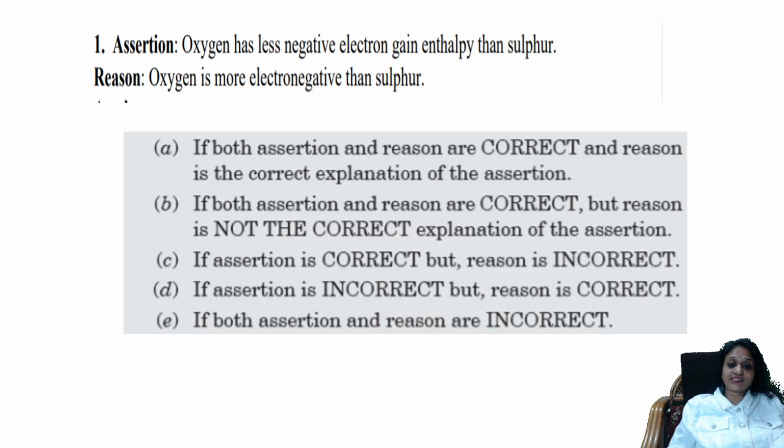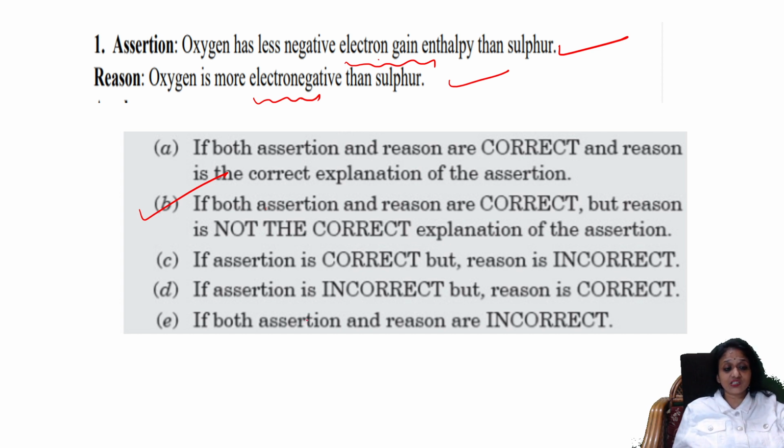Okay. Next thing: oxygen has a less electron gain enthalpy than sulfur. Oxygen is more electronegative than sulfur. Let's see, students. Basically, oxygen has less negative electron gain enthalpy than sulfur. Yes, it's right. Oxygen is more electronegative than sulfur. It's right. But this is talking about electronegativity and this is talking about electron gain enthalpy. That's why both assertion and reason are correct, but the reason is not the correct explanation of the assertion.